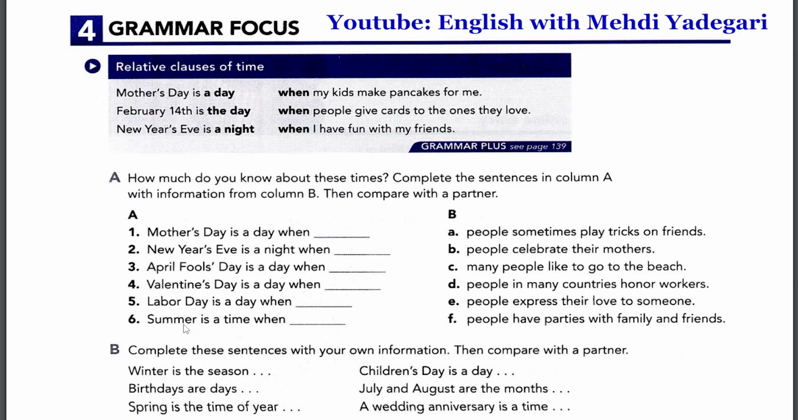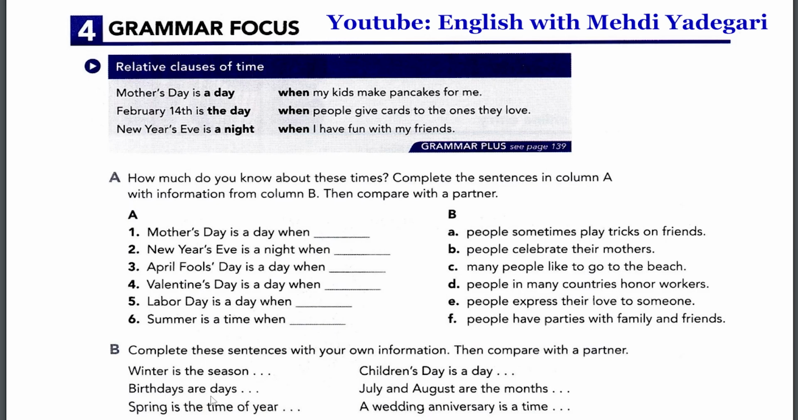And the last one, summer is a time when people like to go to the beach. So the grammar is very easy, and now in part B, you have to complete these sentences with your own information. Winter is the season when what? As an example, winter is the season when people usually play with snow.